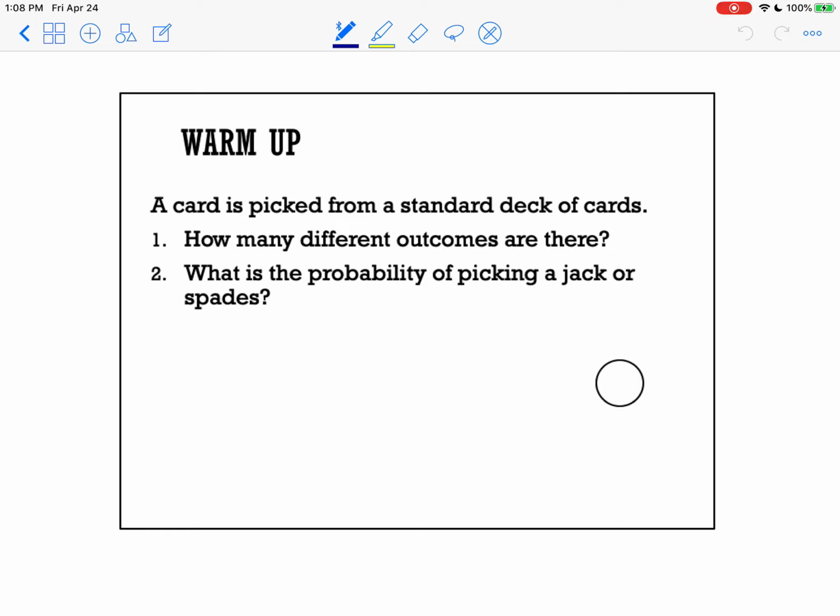Alright, so a card is picked from a standard deck of cards. We want to know how many different outcomes are there. Well, in a standard deck of cards there are 52 cards, so there are 52 outcomes that we could have. What is the probability of picking a jack or a spade? Well, if we pick one card from the deck, there are 4 jacks in the deck, there are 13 spades, and there's one card that is both a jack and a spade, out of the 52 different outcomes.